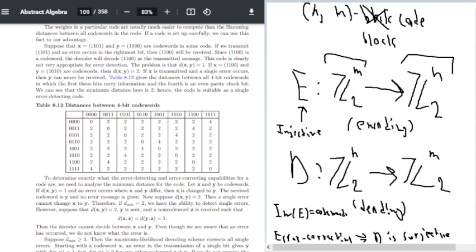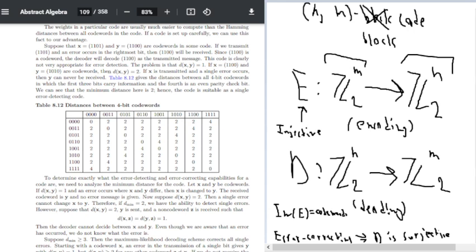If x equals 1100 and y equals 1010 are code words, then d(x,y) is equal to 2. If x is transmitted and a single error occurs, then y can never be received, because we need to flip 2 bits to get from x to y. So if we only flip 1 bit, we can never get from x to y.